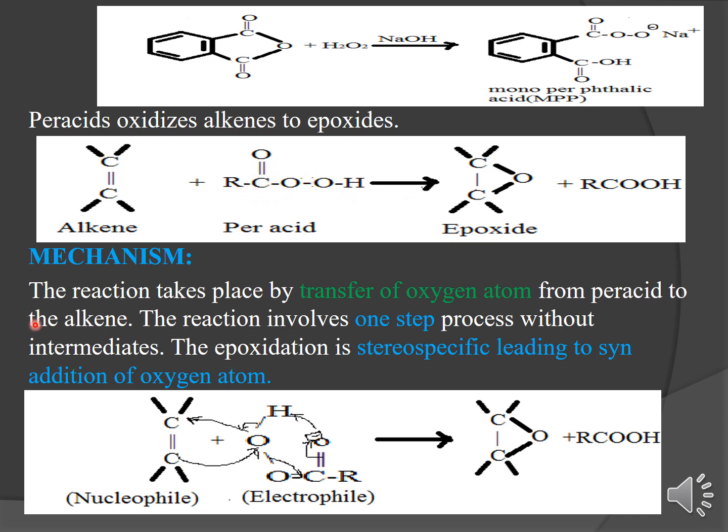Alright, then moving on to the mechanism part. In the mechanism, the reaction takes place by the transfer of the oxygen atom from the peracid. We are taking the starting material as an alkene and the peracid as our reagent, and when the peracid oxygen is added to an alkene, there is a formation of an epoxide, that is your epoxidation reaction.